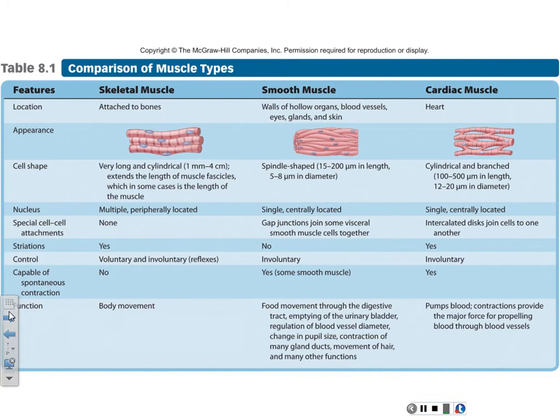I'm going to need you to really know these differences because sometimes I'll ask you to discuss the 5 differences between skeletal, smooth, and cardiac muscle. So the location is obvious, right? The skeletal muscle is attached to the skeleton, right? Cardiac muscle is only located in the heart, right? And then of course smooth muscle is in the soft internal viscera, like blood vessels and the digestive system. So that's easy. Appearance, we talked about it.